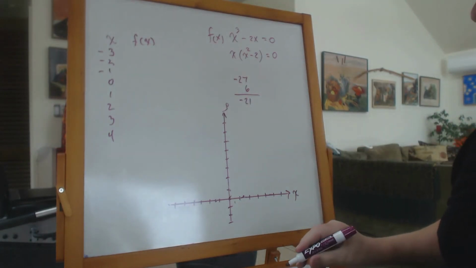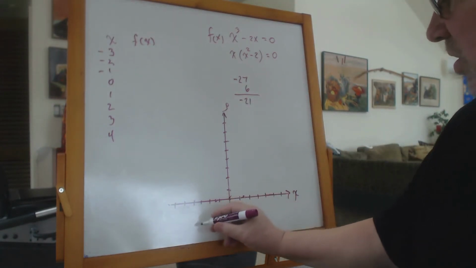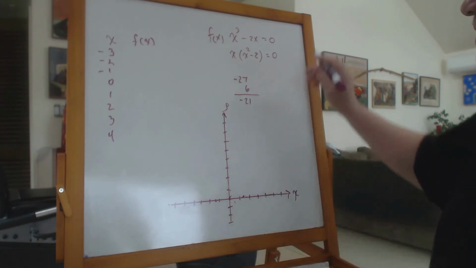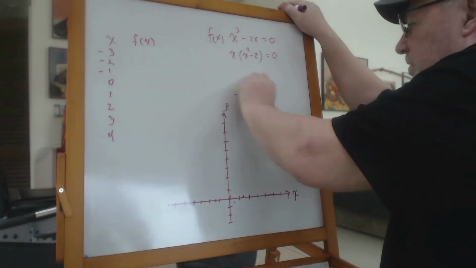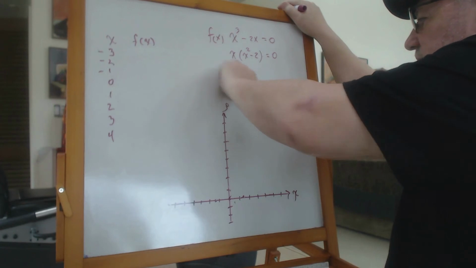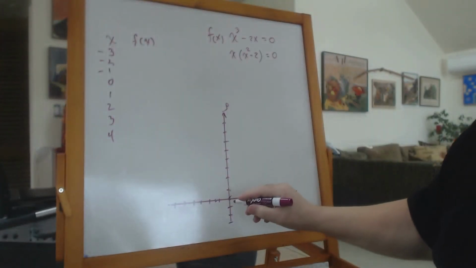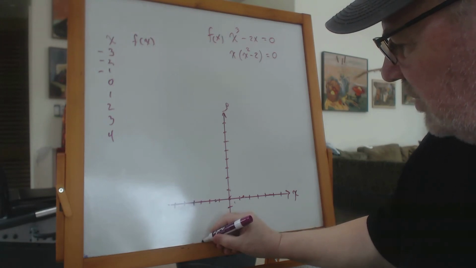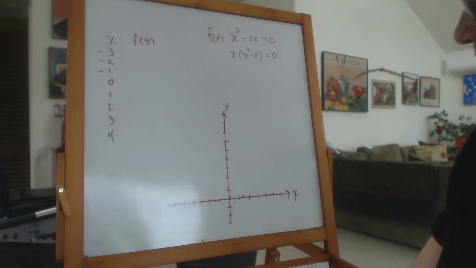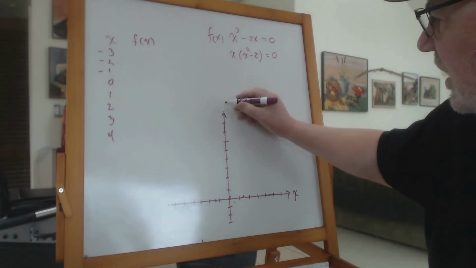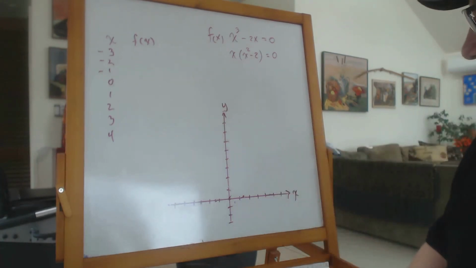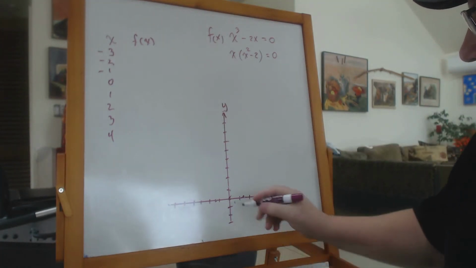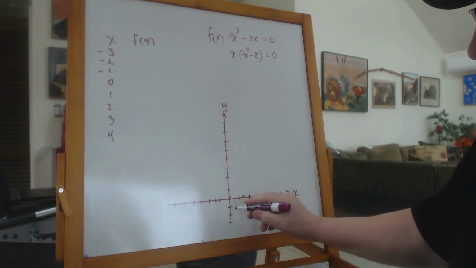So, wow, that's way off the chart. So, it's a very steep function. So, at x equals 1, 2, 3, it's way down there. Way at the bottom, way down below this board goes. Okay, that's a y. Okay, so we got our zeros here.